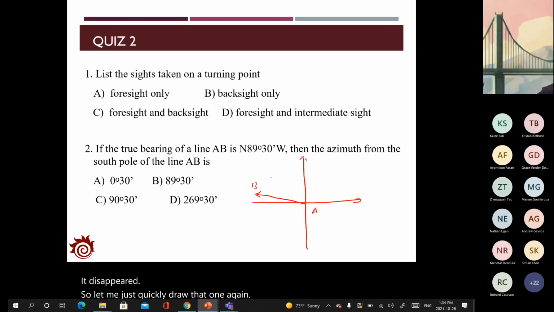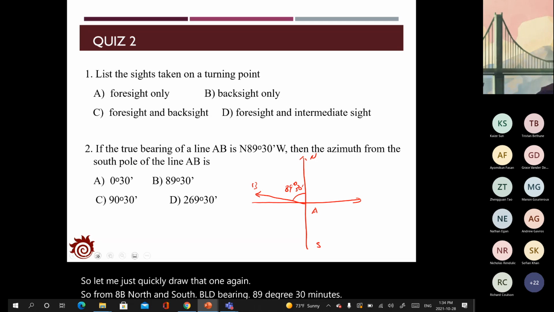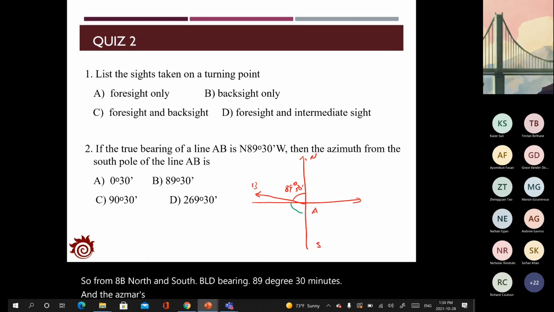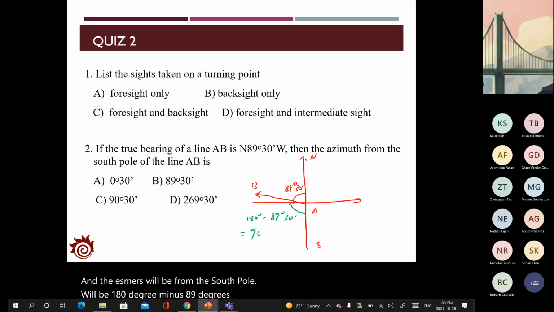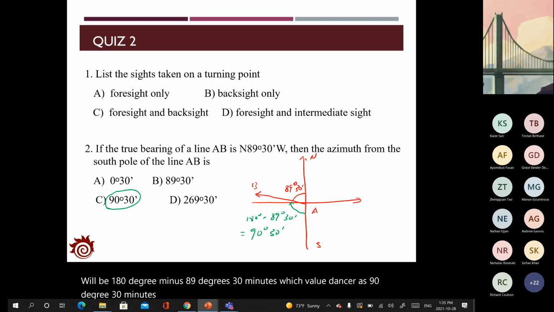So from A to B, north and south, we have the bearing 89 degrees 30 minutes, and the azimuth from the south pole will be 180 degrees minus 89 degrees 30 minutes, which will give you the answer as 90 degrees 30 minutes. So that will be this value. If you choose this one, that means that you got the right answer. So that will be the answer of the quiz.